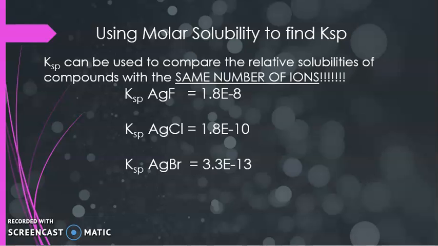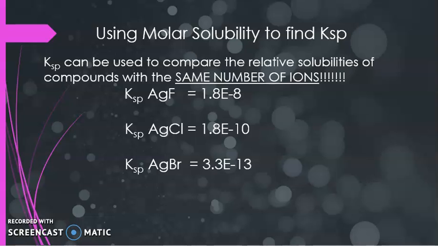So here I have three sets of silver compounds. Again, both of them only have two ions, a cation and an anion. And I have three separate KSP values. Now remember, when a K value is large, it usually is shifting that equilibrium far to the product side. And when a KSP value is small, it's shifting the equilibrium more to the reactant side.